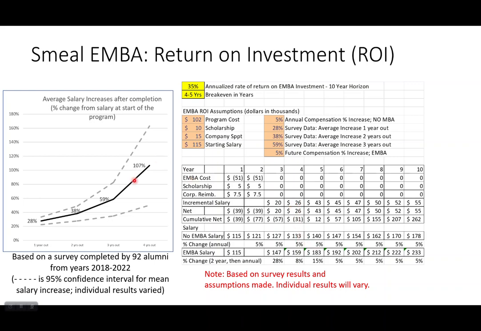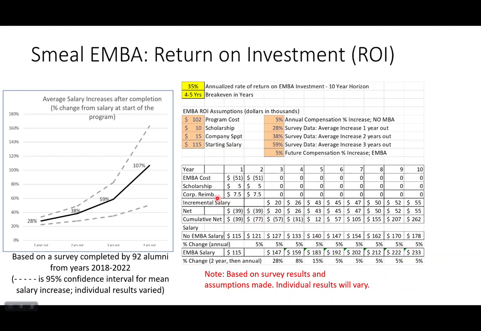And then the third year, I used that 59%. So that's a big jump. What's that, another 21% increase in salary in that third year, again based on our sample. And so at this point, the EMBA graduate using this data is making $43,000 above people that chose not to get their EMBA. So this is 5 years out from starting. And then I just let both salaries grow at 5% forever.